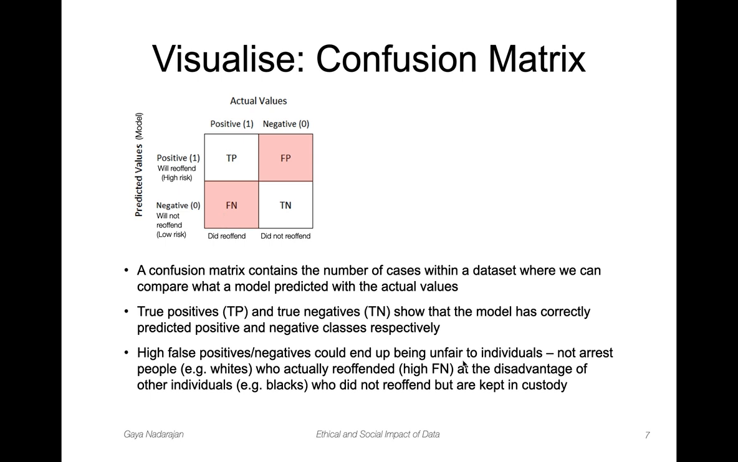So what's the problem? They could end up being unfair to individuals. For example, if you have a very high false negative rate in your model, it might end up not arresting certain kinds of people. Let's say a privileged group, for example whites, who actually reoffended. This is the high false negative, meaning they were classified as low risk, but in actual fact they're high risk. So these people were not arrested. They walked free. But that might happen at the disadvantage of other individuals, for example the minority group, or the blacks who did not reoffend but were kept in custody. So this is where we understood the COMPAS problem.